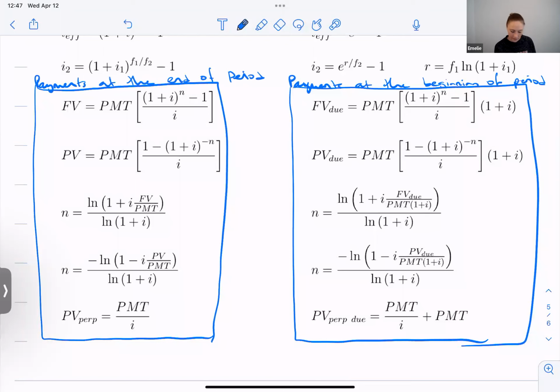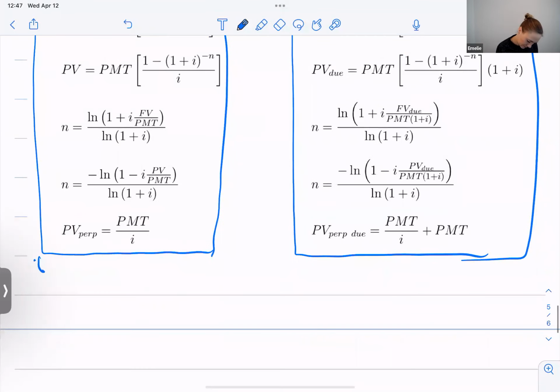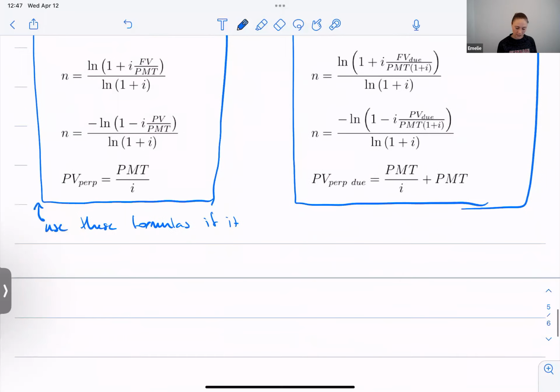Or if it's unclear, okay? Use these formulas if it is unclear when payments are made.